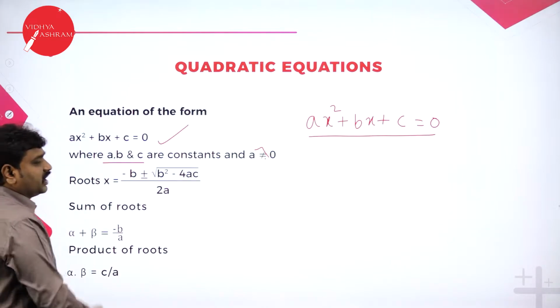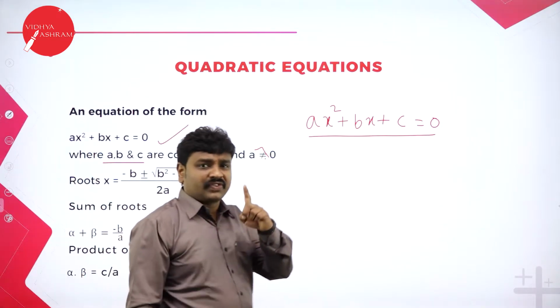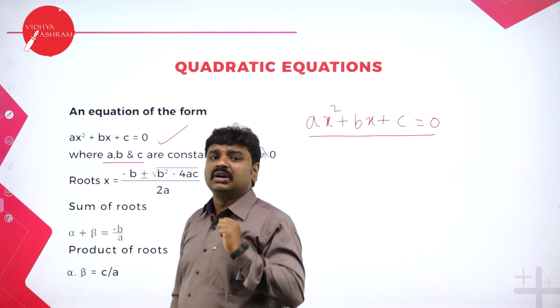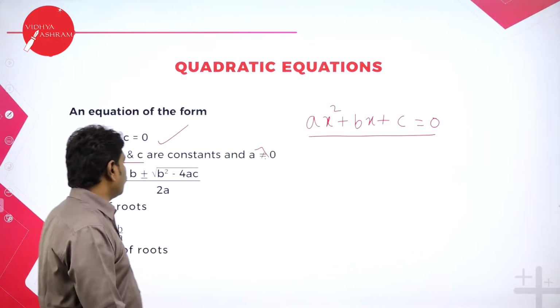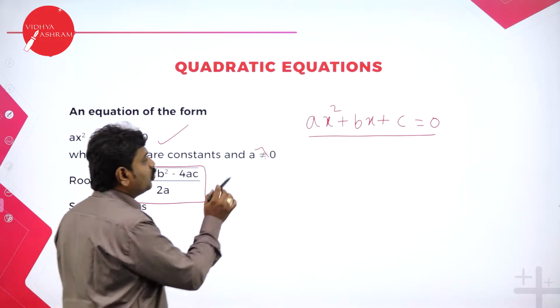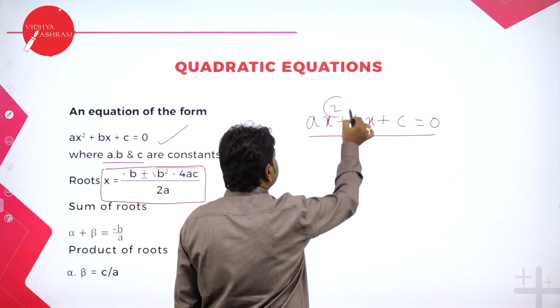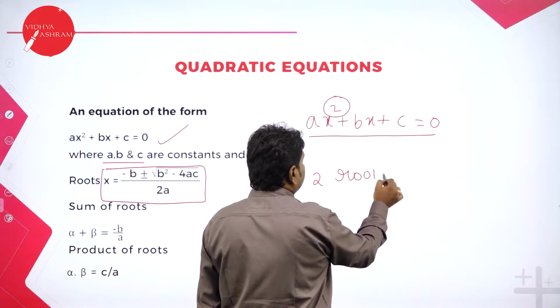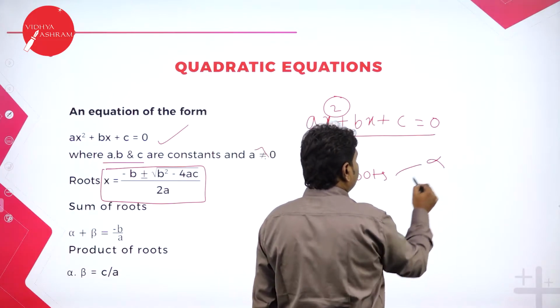And for the roots of a quadratic equation, you have two methods. One is the factorization method, and not all quadratic equations are factorizable. When they are not factorizable, we use the formula you studied in your 10th standard. A quadratic equation means a degree 2 polynomial. Degree 2, highest power is 2, so it will have two roots. How many roots are possible? Two roots, and we name them alpha and beta.